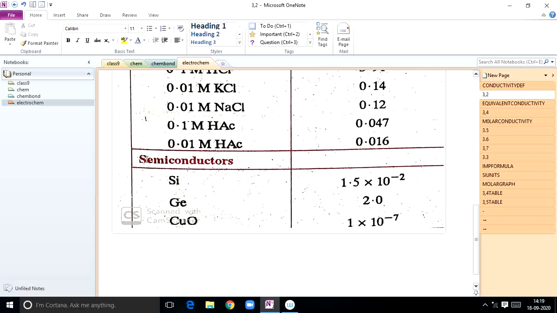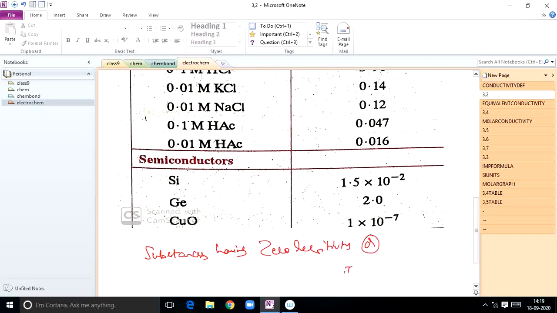So substances having zero resistivity or infinite conductivity are known as superconductors.